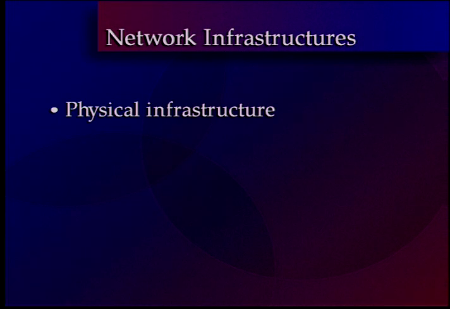The first one is the physical infrastructure. The physical infrastructure is in the end systems, the adapters in the end systems, the cable connecting those end systems to some intermediate system, normally a hub, and then additionally a cable connecting those intermediate systems to other ones, such as routers, bridges, and gateways.